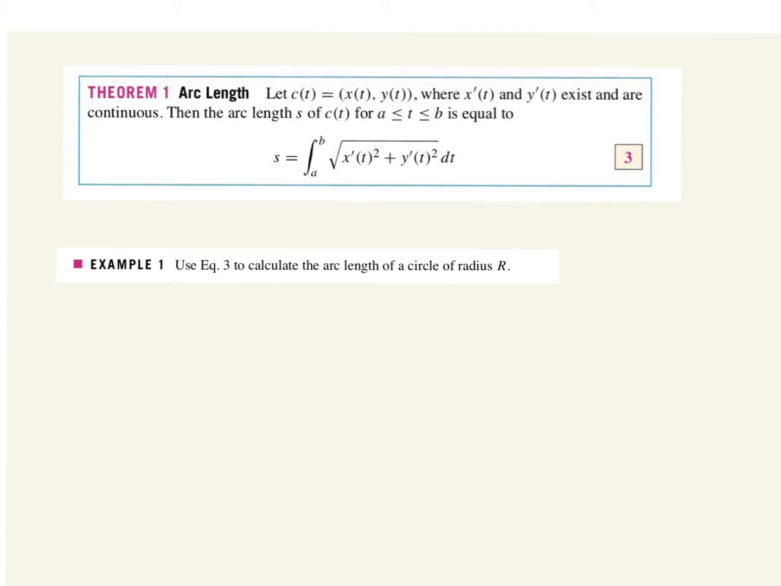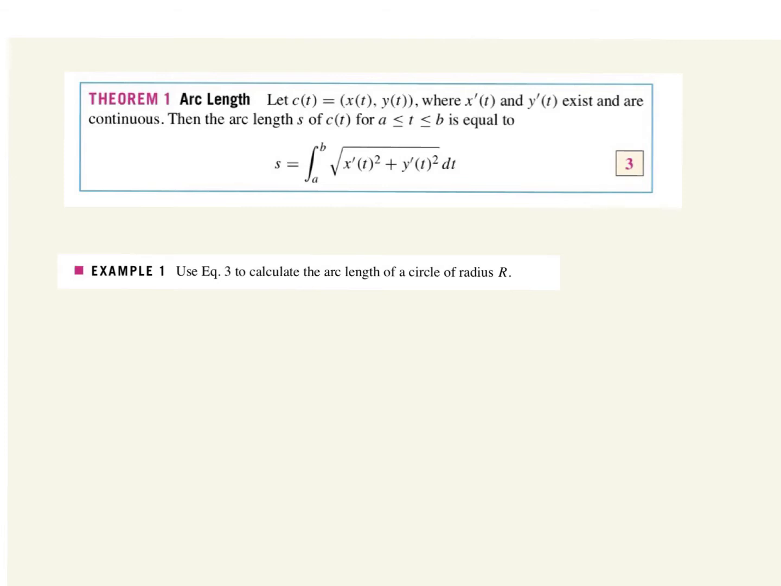So example 1 is asking us to use this equation 3 to calculate the arc length of a circle with a radius r. Okay, so we can use x equaling r cos theta and y equaling r sine theta. R is completely arbitrary here. It could really take on any positive value, and we could prove this the same way.